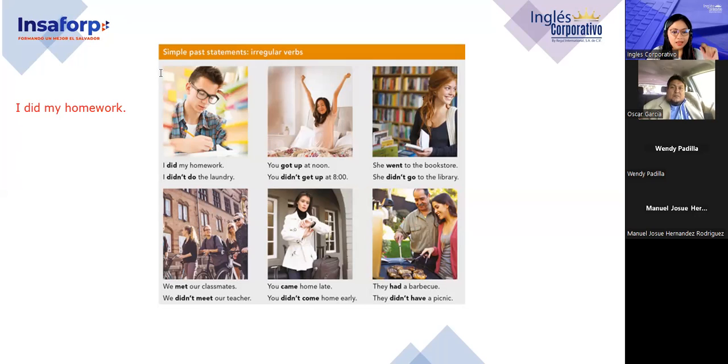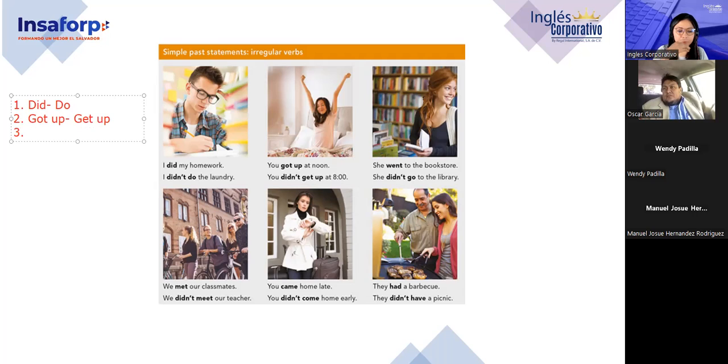Ok, vamos entonces. En la primera oración, or the first picture, me dicen el verbo en presente y en pasado. ¿Cuál es el presente de did, Oscar? Do. Ajá. Do. Muy bien. Identifiquen el de la número 2. ¿Cuál es el verbo en pasado y cuál es el presente? Lean por ahí, read. Ok, les ayudo con el pasado. Got up. Get up. Easy, right? Ese sí lo manejan, creo.